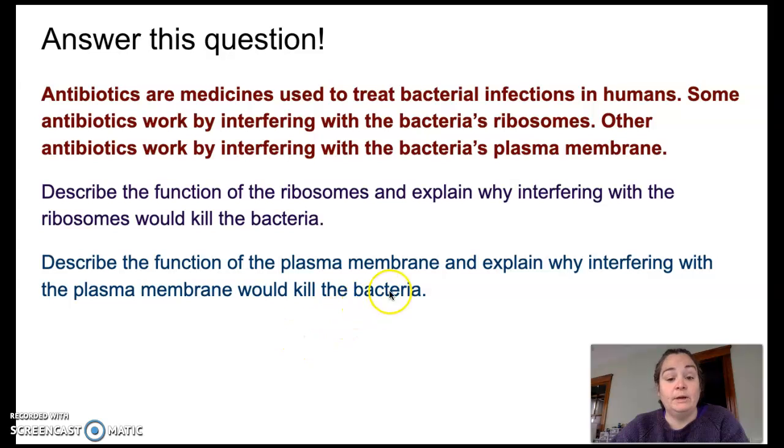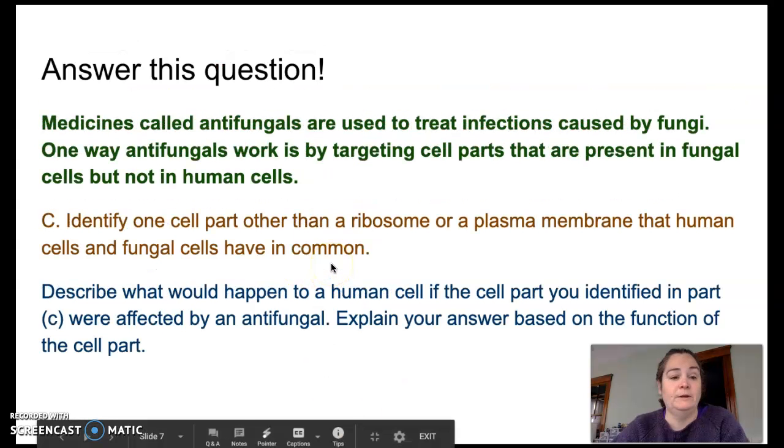The other kind of antibiotics interrupt the plasma membrane. So remember, that's your only barrier between the outside world and the inside of the cell. So if the antibiotics disrupt the cell's membrane, the cell's just going to explode or mush or fall apart into pieces, and it won't be a cell anymore. So those are two ways that antibiotics can help you if you have a bacterial infection. Remember, viruses aren't bacteria, and so you can't do these things because they don't have these things.